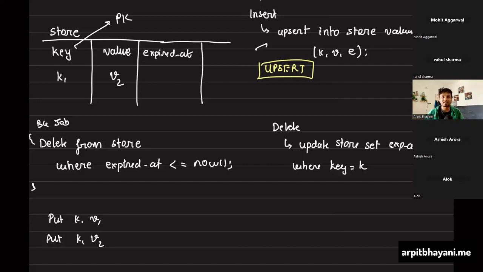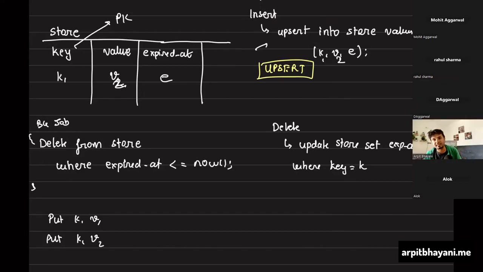Now, what upsert does: if you fire key K1, V1 and some expiration, you get K1, V1 and some expiration. Let's say another put came in, K1, V2 expiration. It would automatically just replace this with V2. So if it exists, it updates. If it does not exist, it inserts. It automatically does that. Now, how is it more performant?